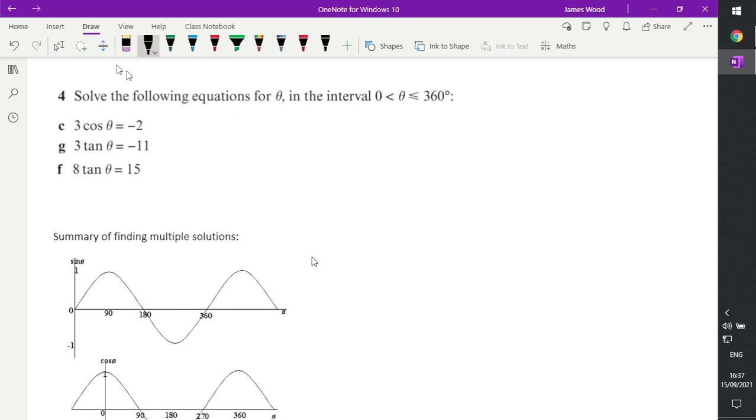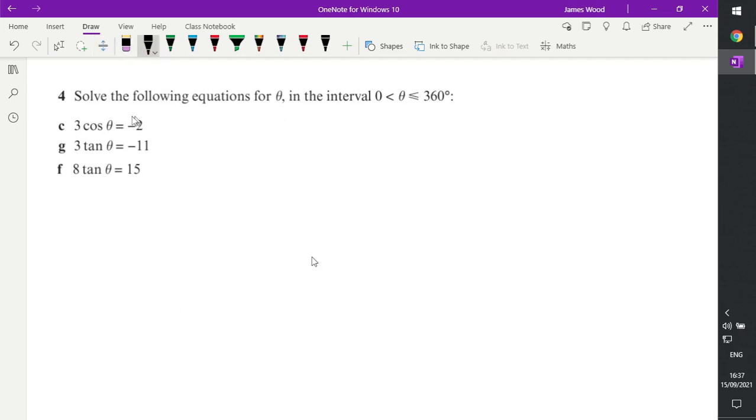Let's have a look at a tan one. I'm going to do this one here, G. So that'll give me tan theta is minus 11 over 3. Let's think about what the tan graph looks like.